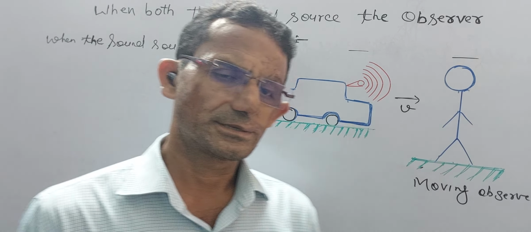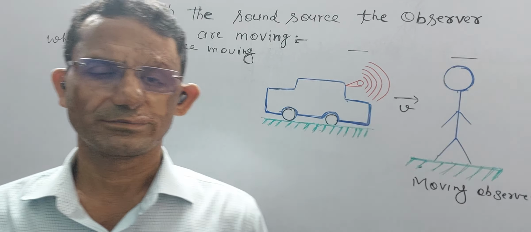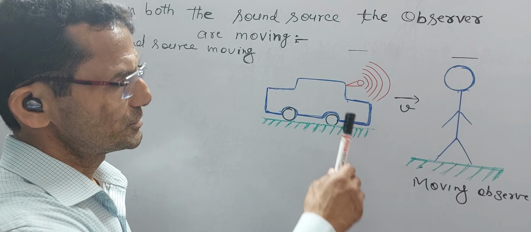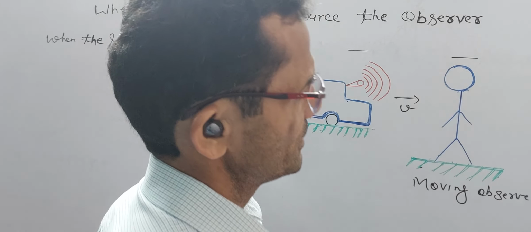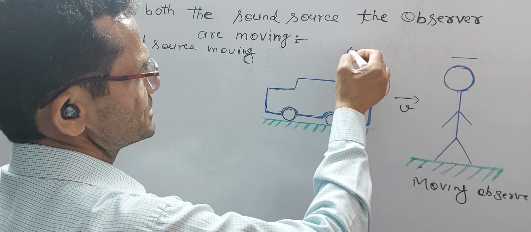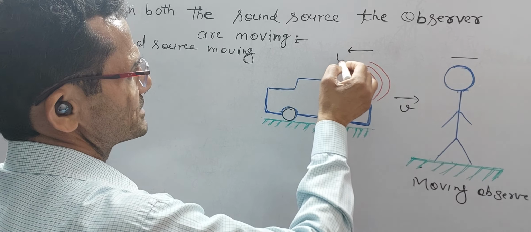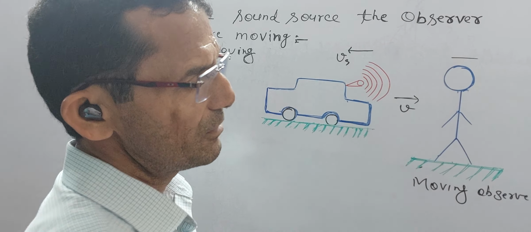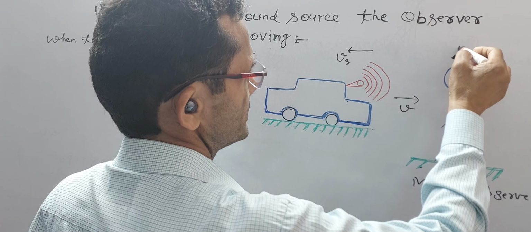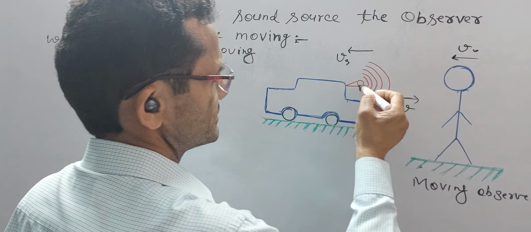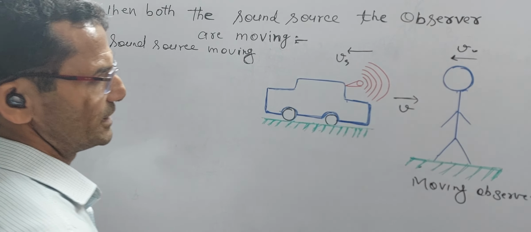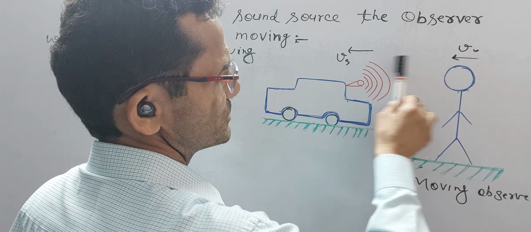Let's discuss another case of the Doppler effect of sound, in which both the source of sound and the observer are moving. In that case, the source is moving leftward. Let us suppose this is our source, so the source velocity is Vs, and this is our observer. Observer velocity is Vo. Both are moving leftwards, and this is our siren, which sounds, and the sound goes toward the observer.